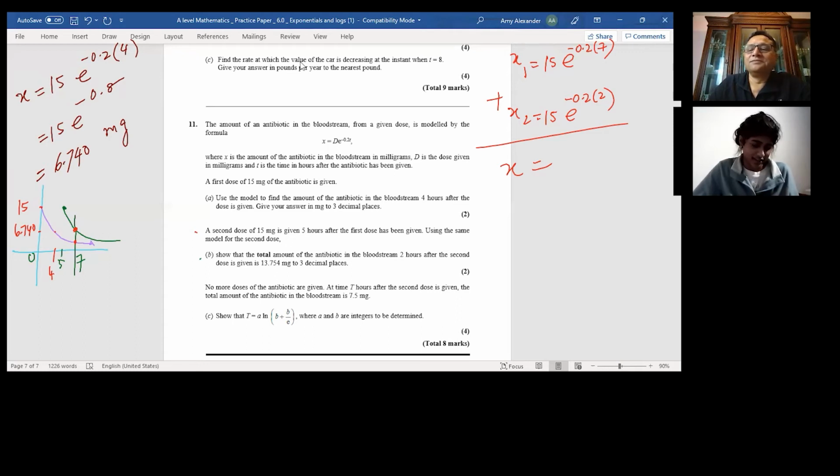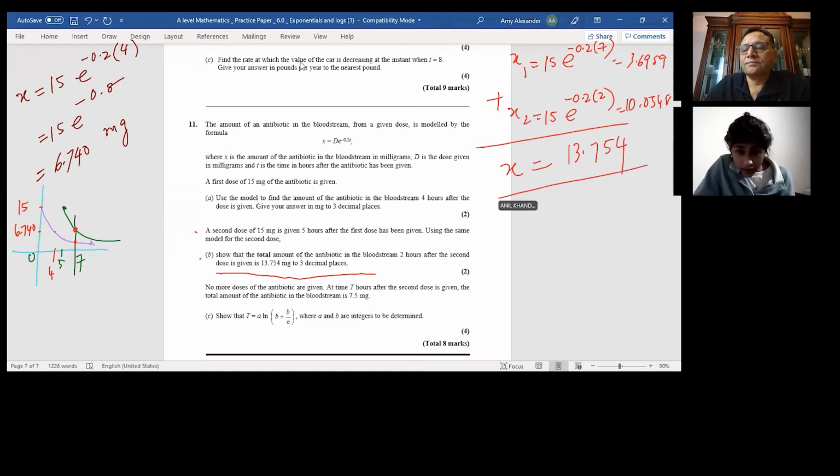So x1 is 3.6989. I'm just going to write so many decimal places. Yes, 4 decimal places you need. Okay. And then x2 is e to the power of minus 0.4 times 15, so 10.0548. Add them. You'll get 13.7537. So you round to 13.754. Yeah. Perfect.